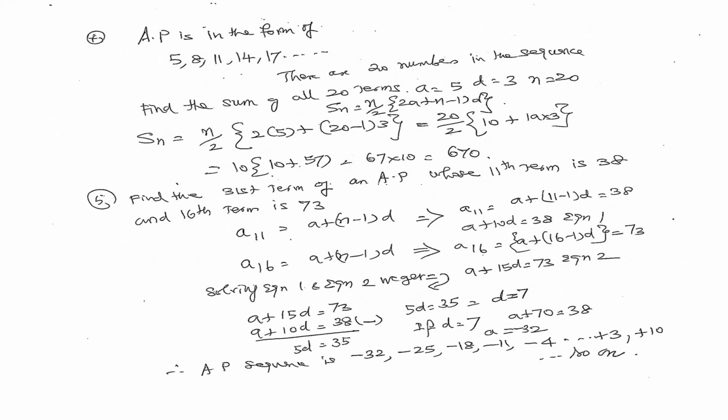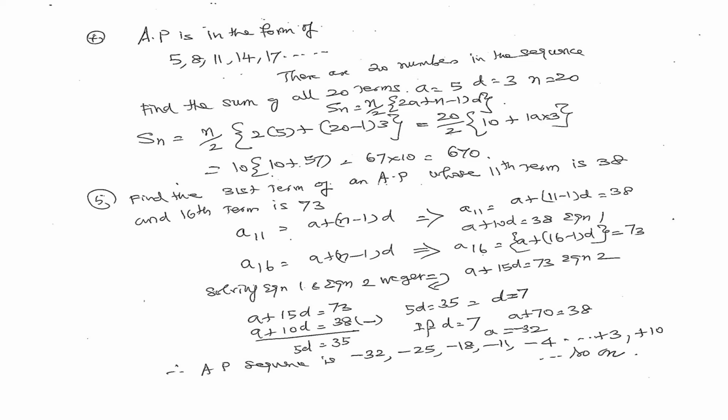You have to find the sum of all 20 terms, and you have to use the formula Sn = n/2 [2a + (n - 1)d], where a = 5, the first term, d = 3, the common difference, and n = 20, the number of terms in the sequence. That takes you to 20/2 [10 + 19 × 3]. Therefore, it is 670.